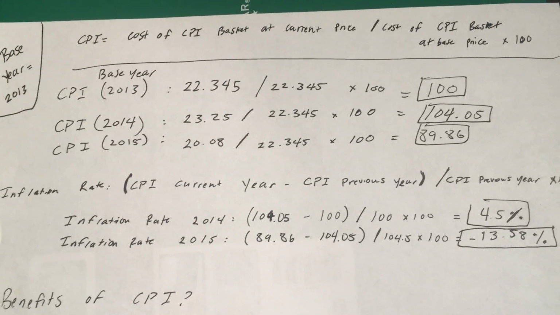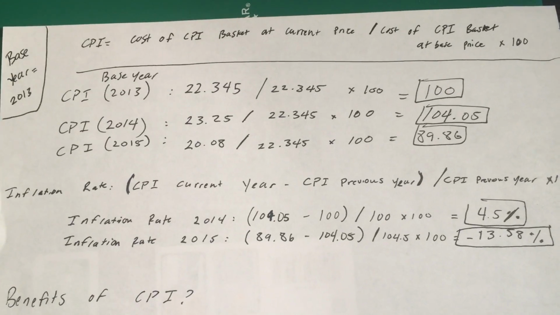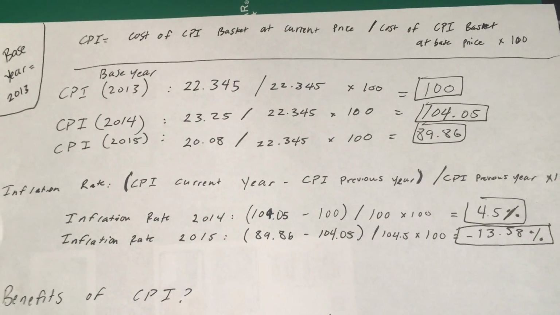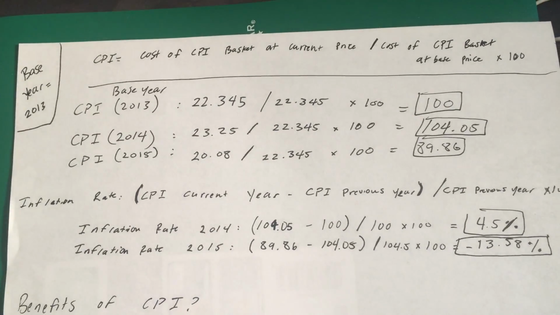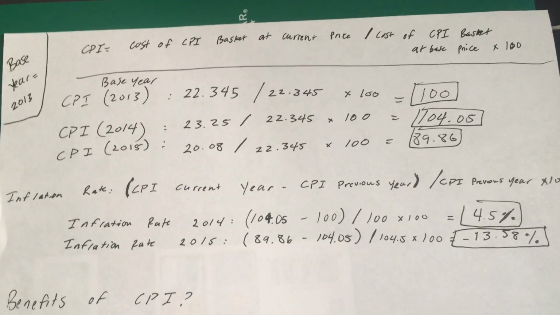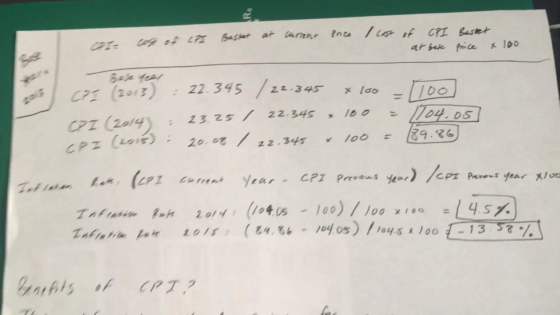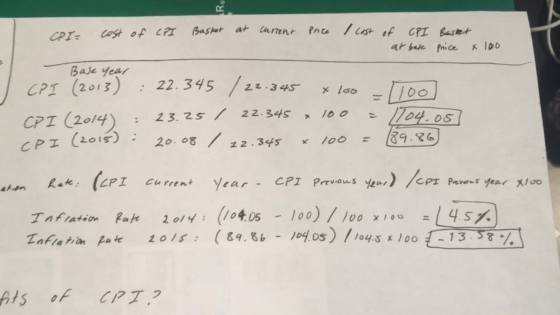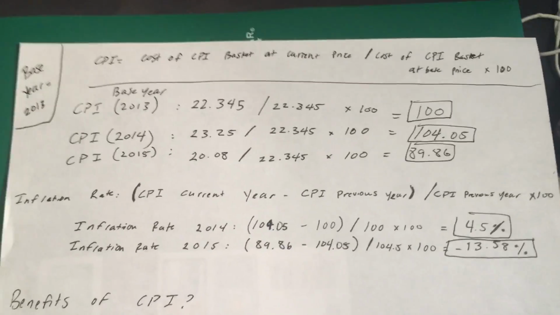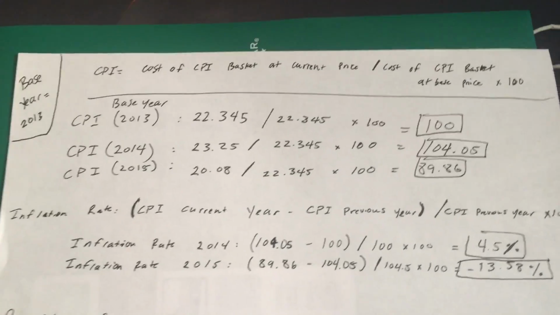For 2015, I got 89.86 subtracted by 104.05, which was the previous year. And then I divided by 104.05 and multiplied by 100, which gave me negative 13.5%, which indicates a deflation rate.